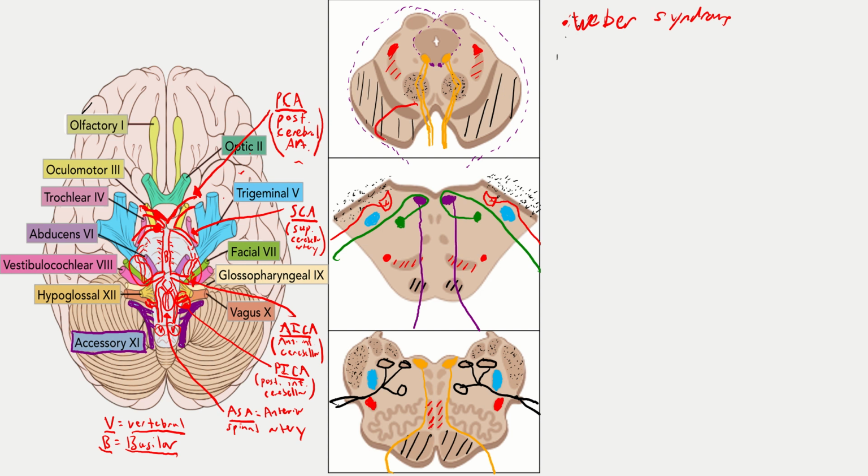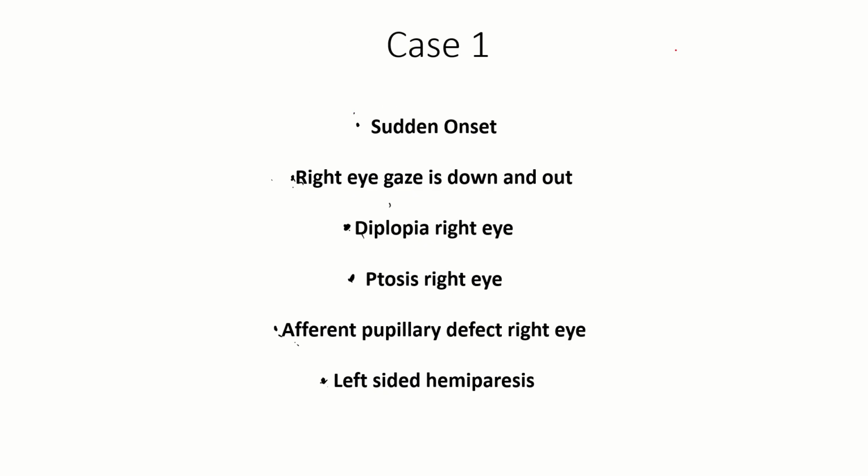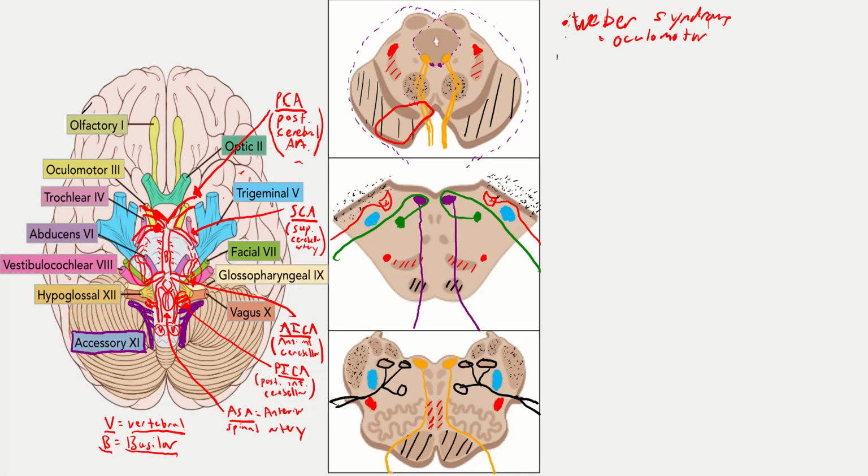Sometimes this can be involved in the lesion as well, and it also hits where your oculomotor nerve comes out. So you get oculomotor nerve palsy on the ipsilateral side. This patient has an oculomotor nerve palsy on the ipsilateral side. It's a right-sided stroke. The right eye gaze is down and out. There's diplopia, ptosis, and an afferent pupillary defect on that right side. So there's oculomotor nerve palsy hitting that yellow area.